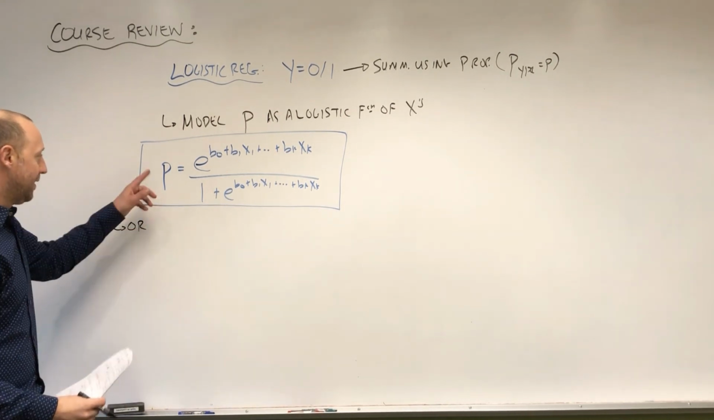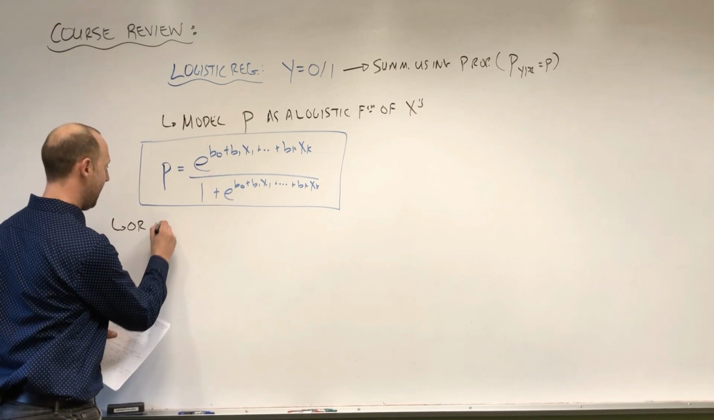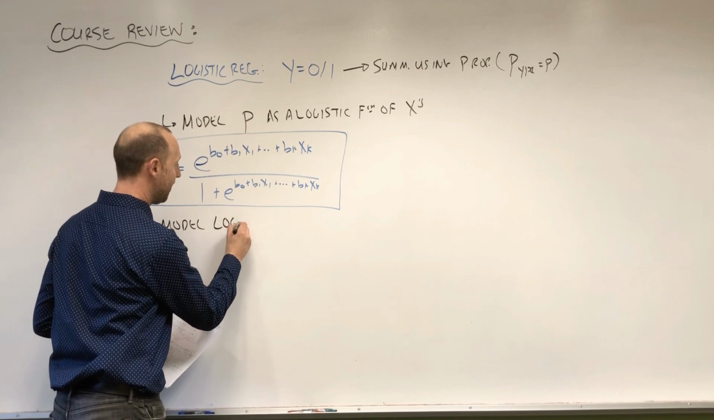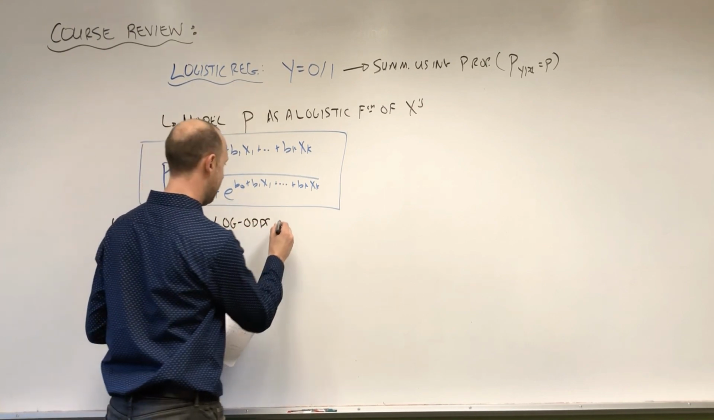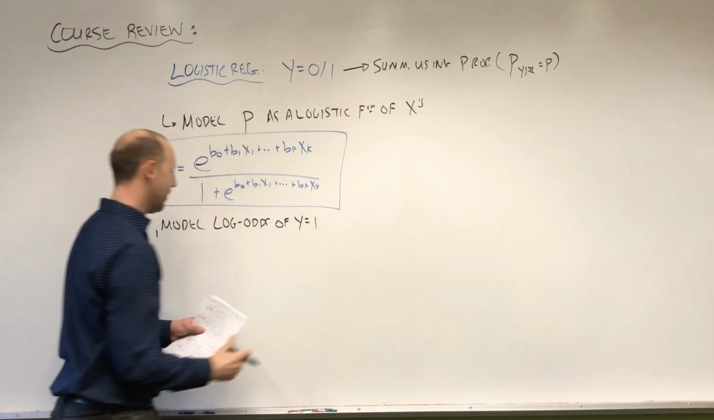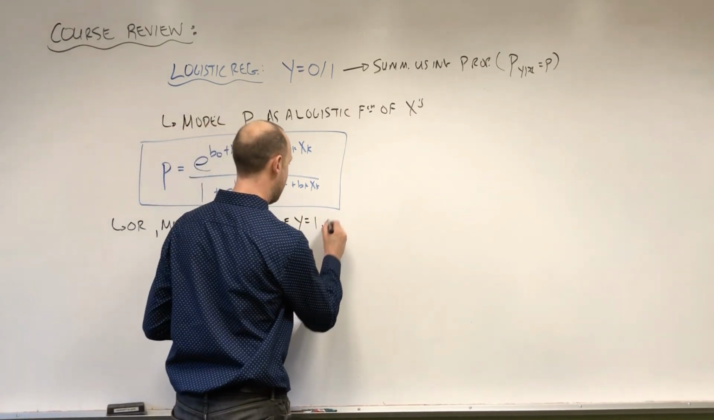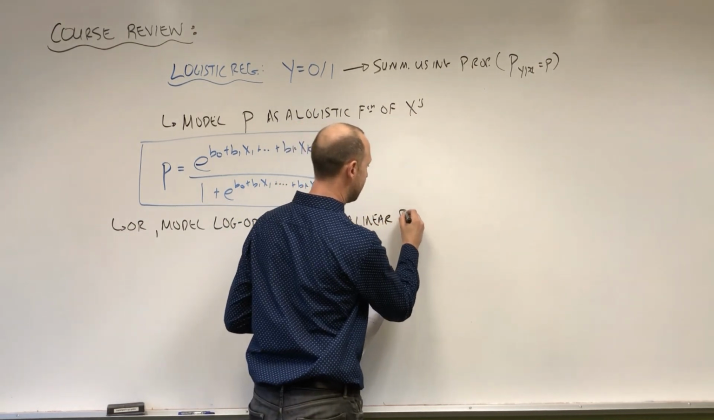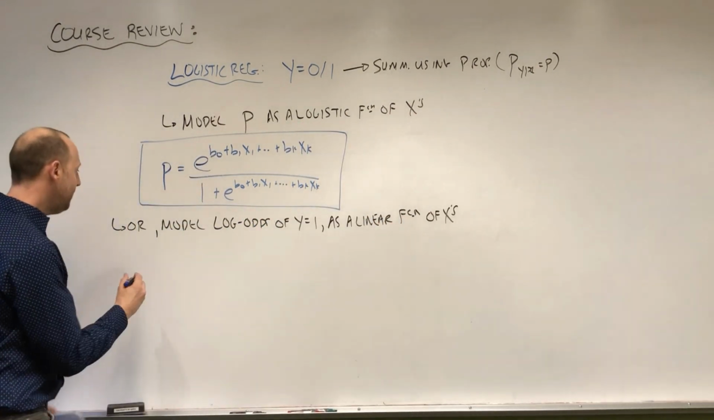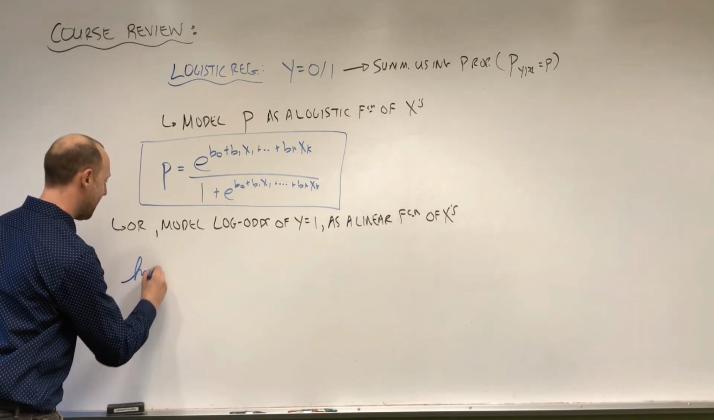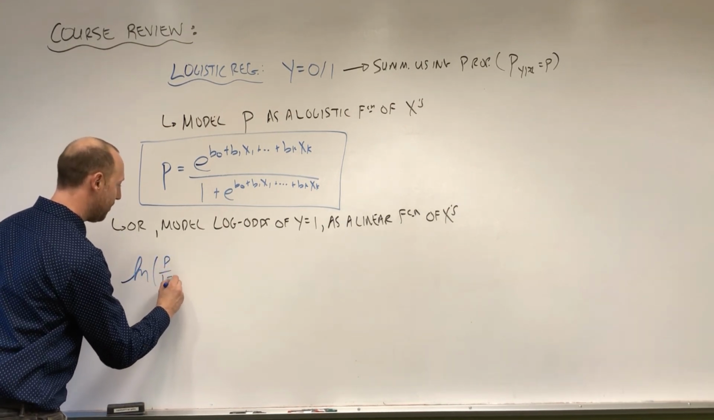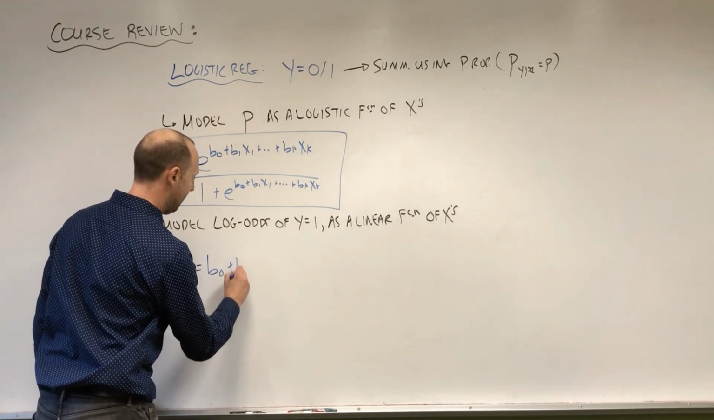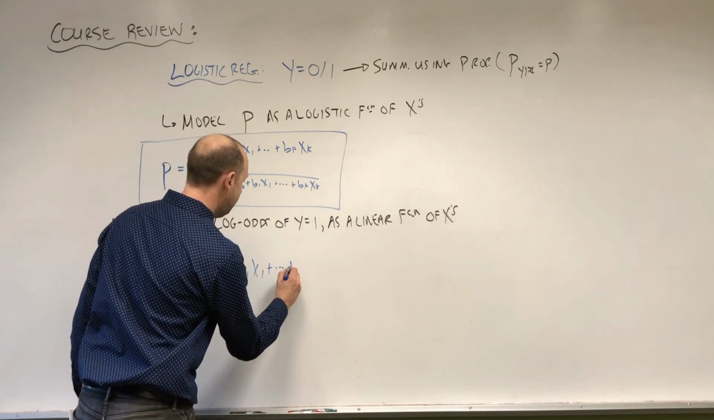Or right, we can think of this same model as being that we're going to model the log of the odds of y equals 1, or the log of the odds of the disease, as a linear function of x's. Expressing that, you can think of it as modeling the log of p over 1 minus p, the log of the odds of getting the disease, as a linear function of the x's.